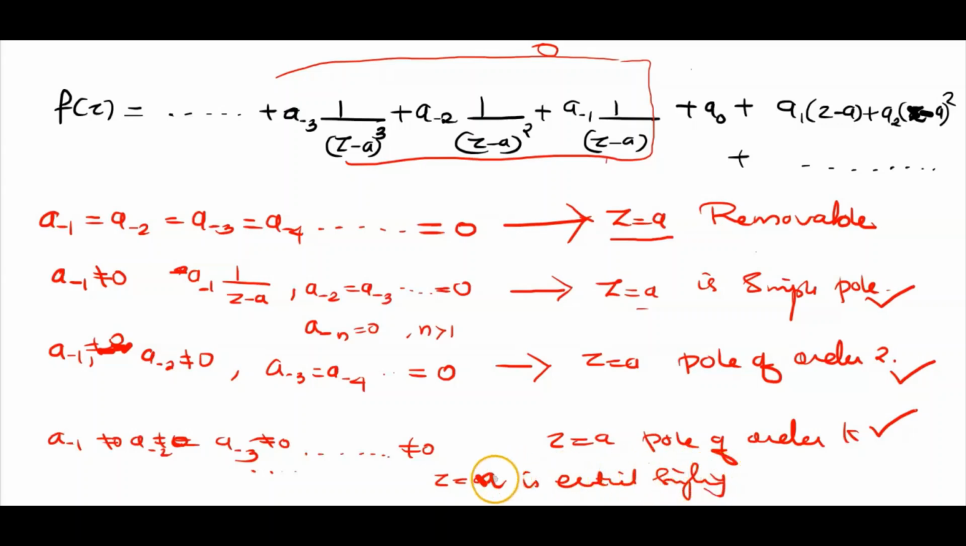That means if f of z has an essential singularity at z equal to a, the Laurent series expansion of f of z has infinitely many terms of 1 by z minus a, 1 by z minus a square, 1 by z minus a cube. There are infinitely many negative powers of z minus a. Then z equal to a is an essential singularity. So depending on the negative powers of z minus a in the Laurent series expansion, you can also find the nature of singularities. So let's move on to the questions.